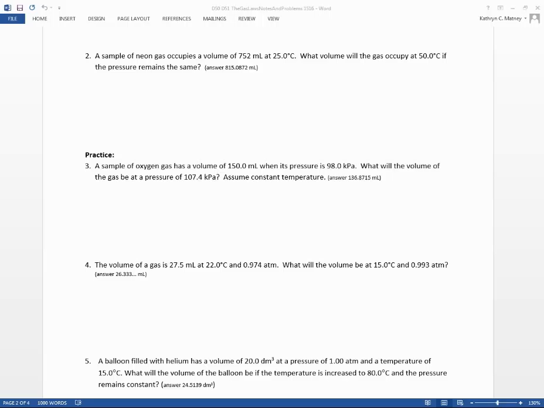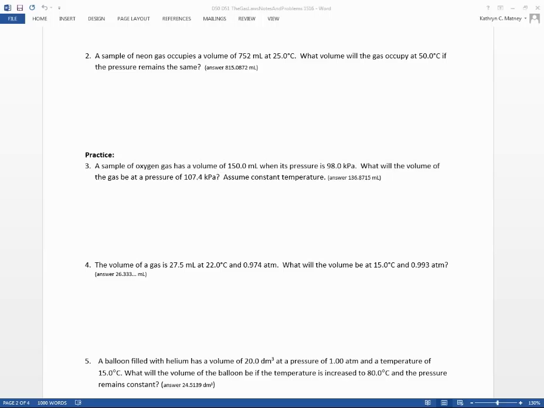The next thing we read about is what volume. That means that's my unknown, so that's my question mark or my X. And then my second temperature, which I label as T2, is 50 degrees Celsius. And what must I do with that Celsius value? Convert it into Kelvin, and I add 273 to do that.